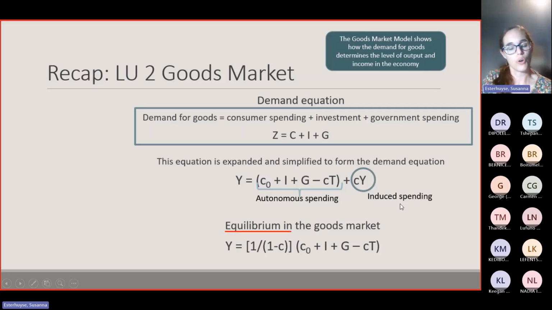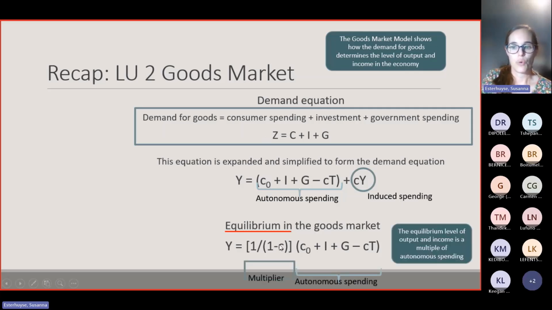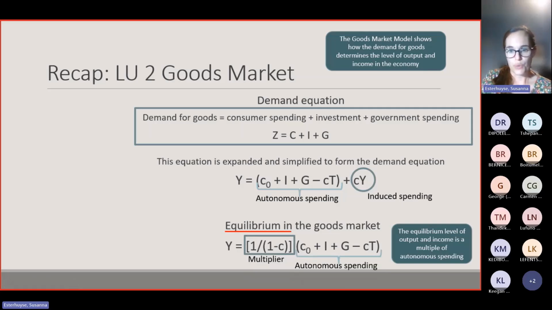And then we moved forward even further, and we went to calculate the equilibrium in the goods market. So that space where your demand for goods is equal to your level of output and income. And this is the equation that we used for the equilibrium in the goods market. And so this equation tells you that the equilibrium level of output and income is a multiple of autonomous spending. And this portion was the multiplier.